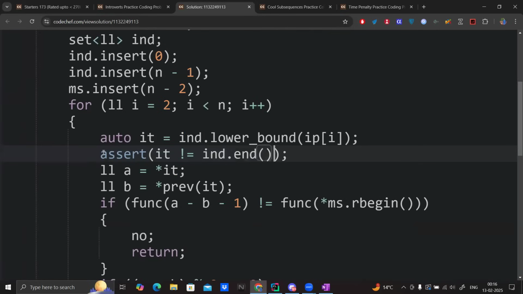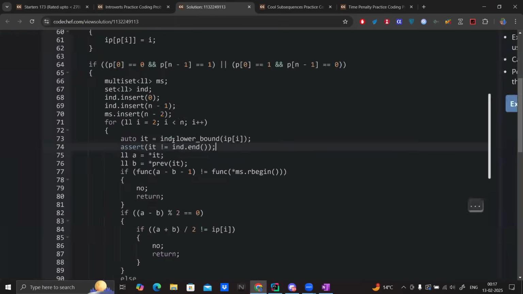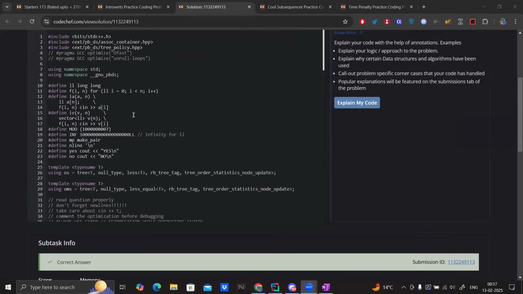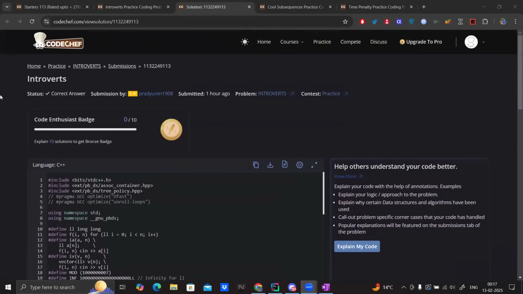Like I knew that it can never become index.end. So that's why I just put it here that it is not equal to index.end, because if somehow it becomes index.end, like if I have made a mistake, then I will know because I will get a runtime error. Okay, that's what assert does. All right. Okay, so if it is clear to all, I will move on to the next one.